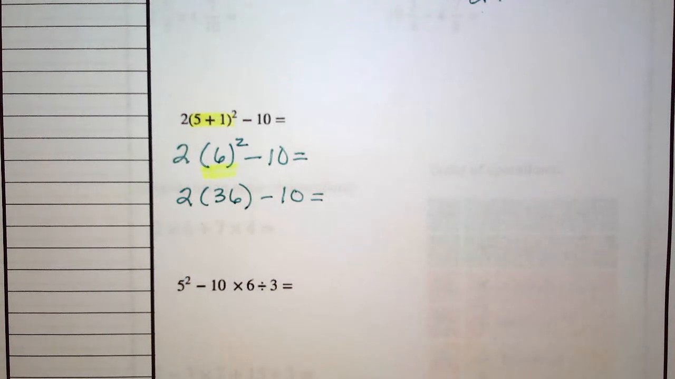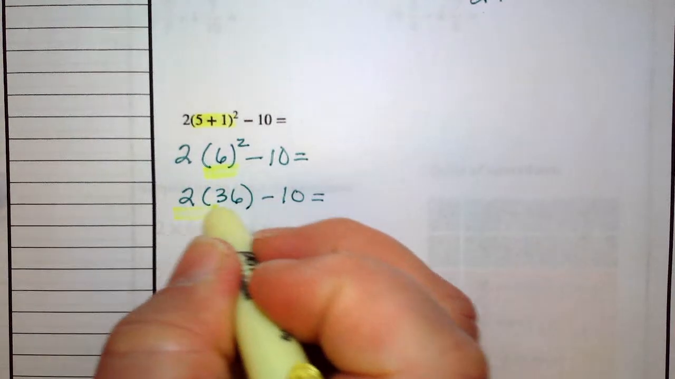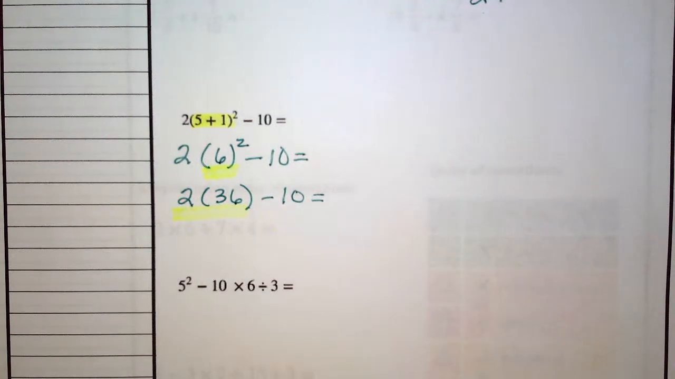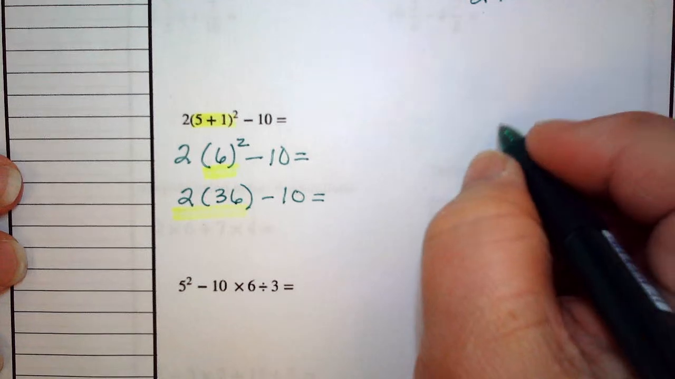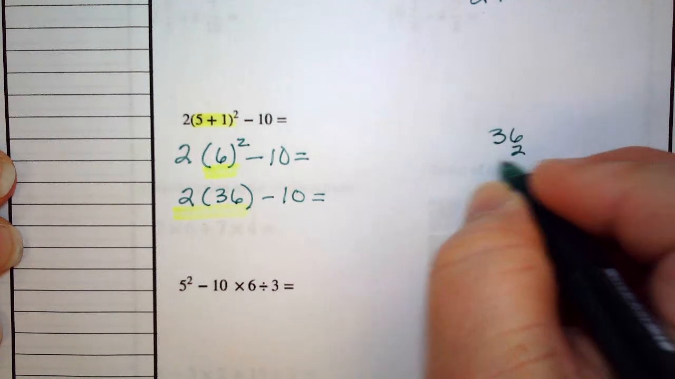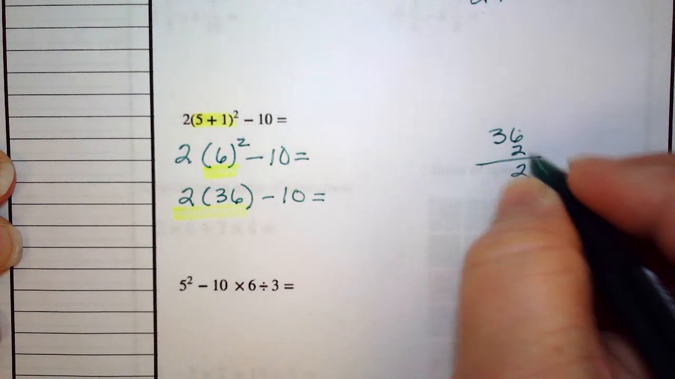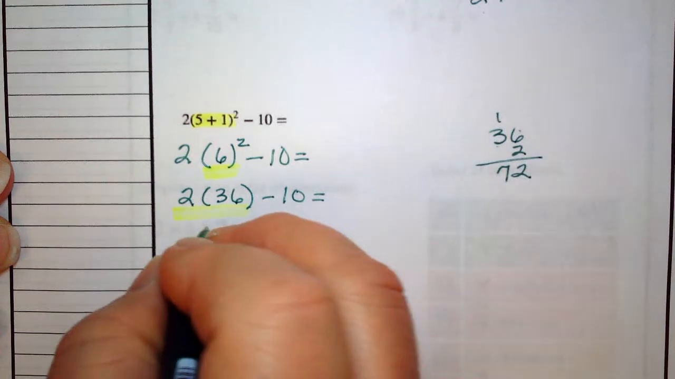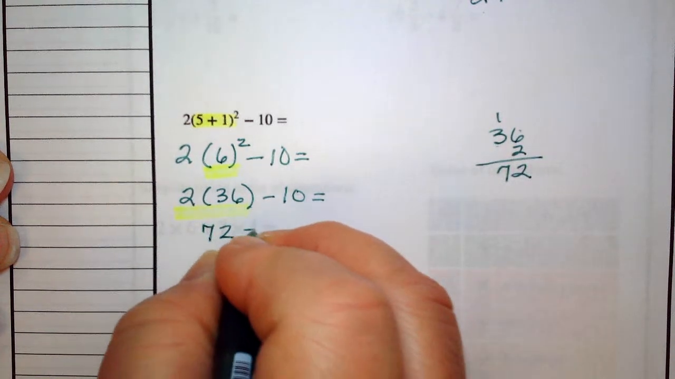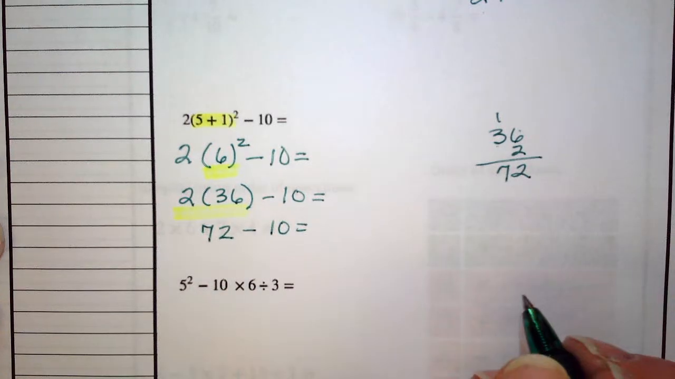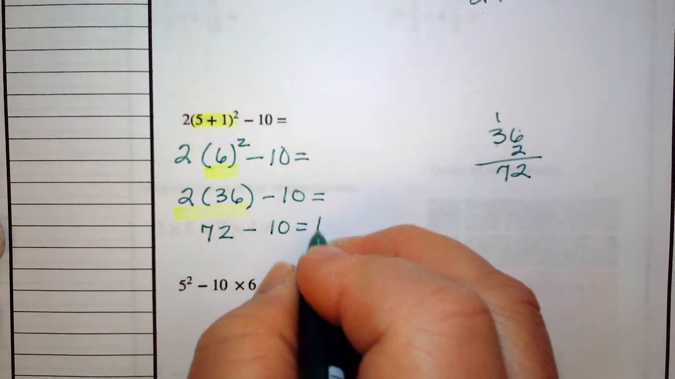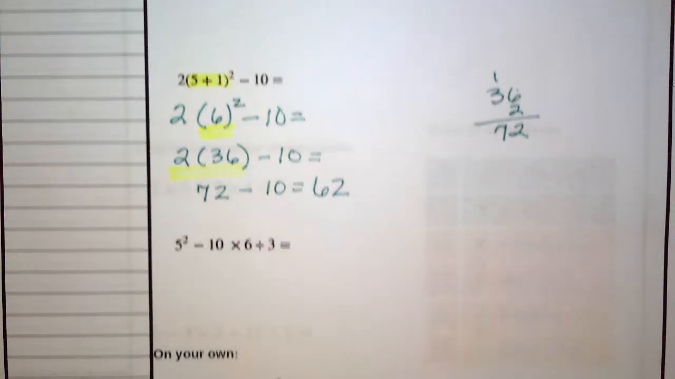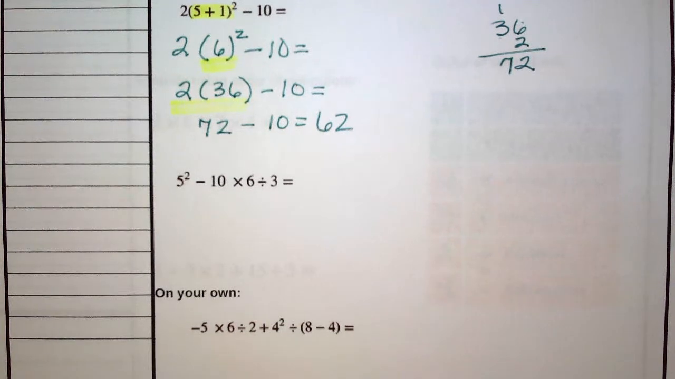Multiplication or division? I've got multiplication. Okay, 2 times 36. 2 times 6 is 12. Carry the 1. 2 times 3 is 6, plus 1 is 7. So this is 72 minus 10. 72 minus 10 is 62, and we are done. If you have any questions, pause the video and watch it again.